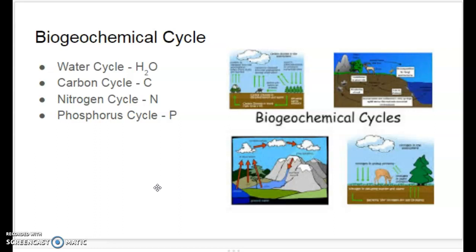We're also going to talk about nitrogen. Nitrogen is the most abundant gas in the air, but living organisms can't use it. So we'll talk about how living organisms can actually get it in their body and use it. And then the last one is going to be phosphorus. And this is mainly a geological cycle. And we'll talk about how that gets into living things.